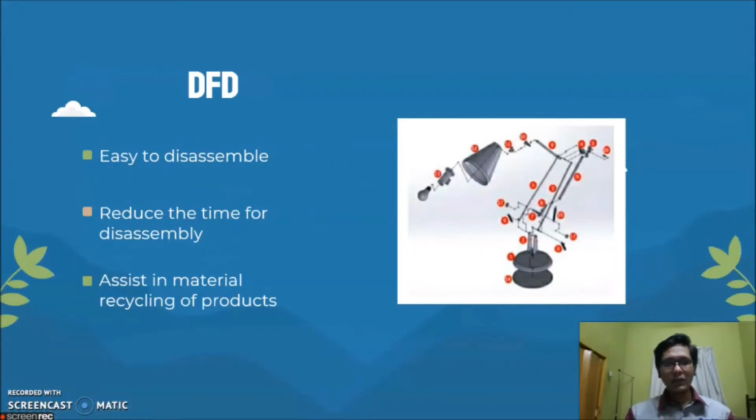After that, for the DFD result, by applying the DFD method to our product, we can produce a product that is easy to disassemble. This will ease people to disassemble the product for the purpose of maintenance or repair. Next, it reduces the time for the assembly of the arm by using snap fits, bonding between the two halves of the arm rather than screw and nut that will take more time for assembly. Lastly, it will assist in material recycling of the product. The reduction of fasteners in a product can ease the user to maintain or disassemble the product for recycling purposes.